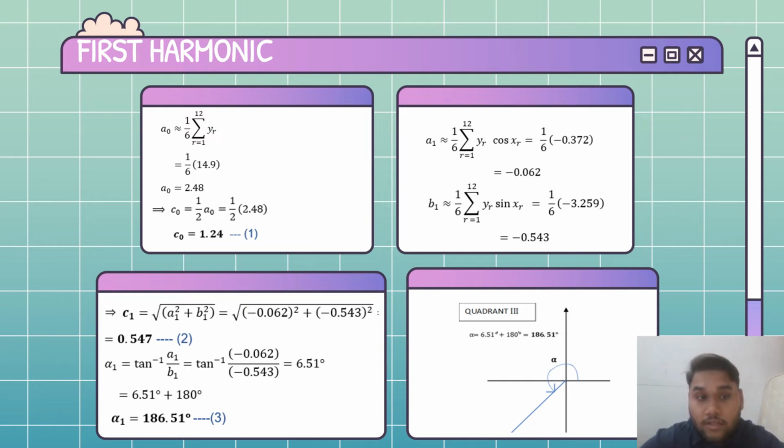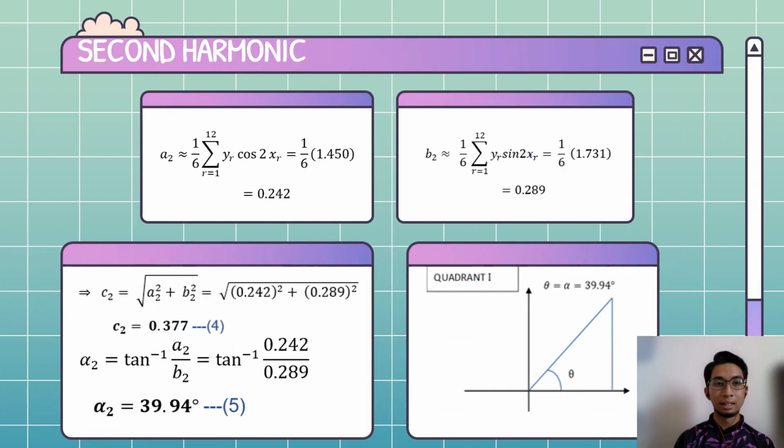Then it is calculated that the alpha 1, which is represented as the degree value of first harmonic of the function, is on the third quadrant. The value is 186.51 degrees. Next, for the second harmonic, our group find A2 and B2 to get a value of alpha 2, which is 39.94 degrees. And the value is in quadrant 1, which is positive value.